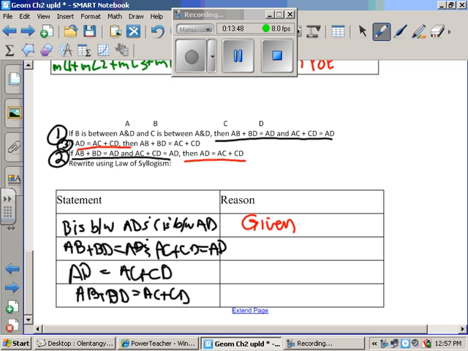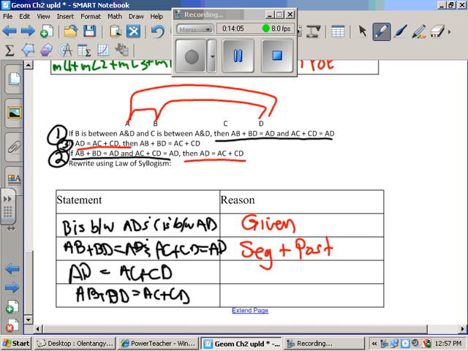The second one, the reason we can say if B is between A and D, AB plus BD equals AD, that's the segment addition postulate. Okay, and then this one here just flips this in a different order, so that would be the symmetric property. And finally, I can take out the AD from here and here and replace that with that because we said they're equal. So that is the substitution.